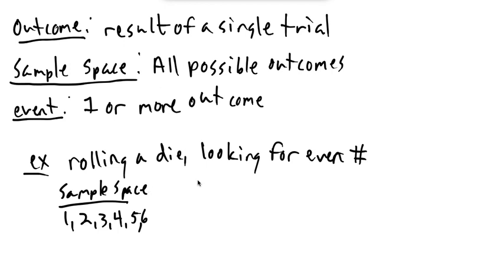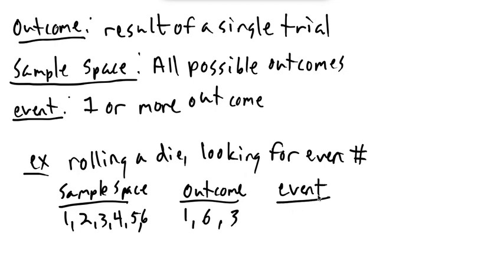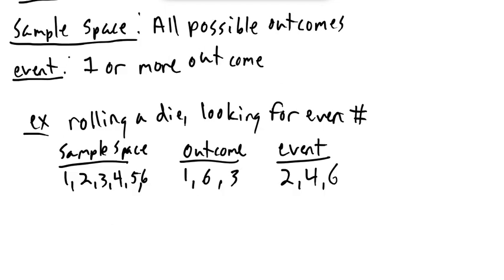Now our outcome, what would be the result of a single trial? That could be, let's say the first trial we roll a 1, the second trial we roll a 6, next one we roll a 3. So any one of these could be an outcome. Any part of the sample space could be an outcome. And what about the event? What are we looking for? We're looking for an even number. So what outcomes give us even numbers? 2, 4, and 6 give us an even number. Now these are all terms we will be using when we're looking at what we call probability.